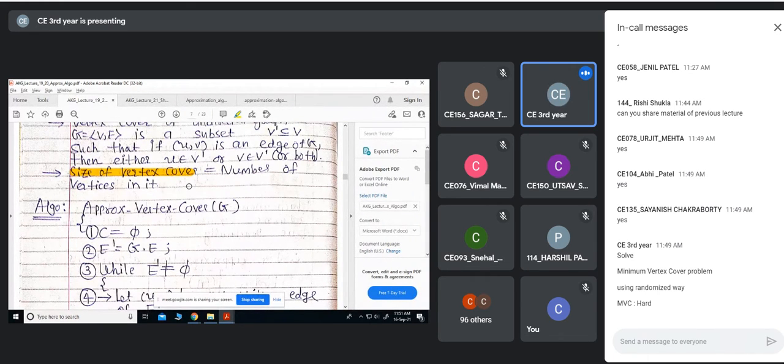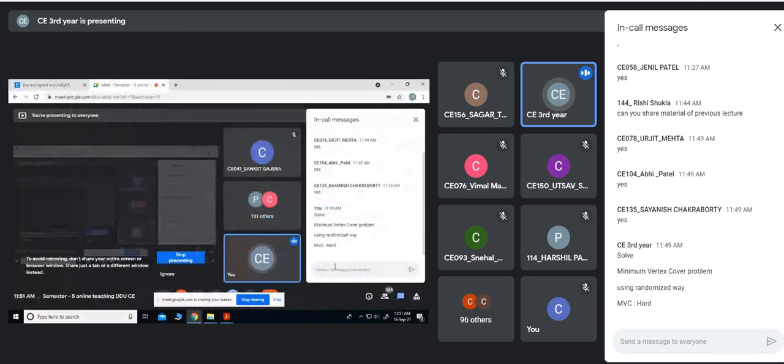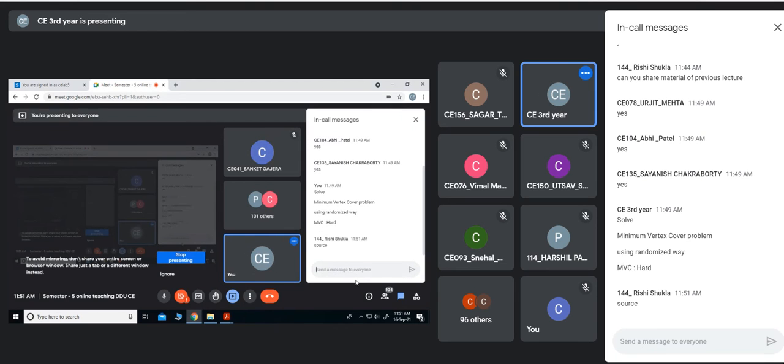Before starting, let me ask you, if you are given this problem to solve approximately, what would be your first idea? I don't want an exact answer. How to solve that minimum vertex cover? Given a graph, I want to find a vertex cover. Which vertex will you select first?